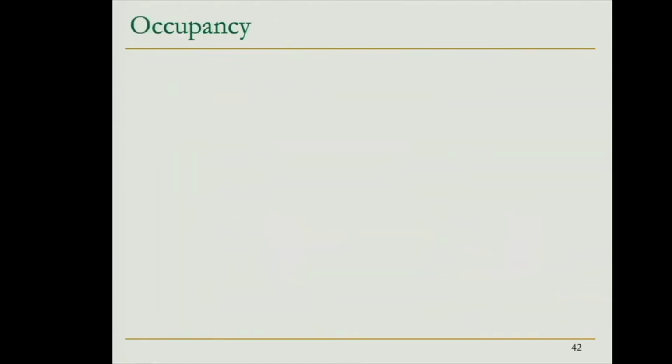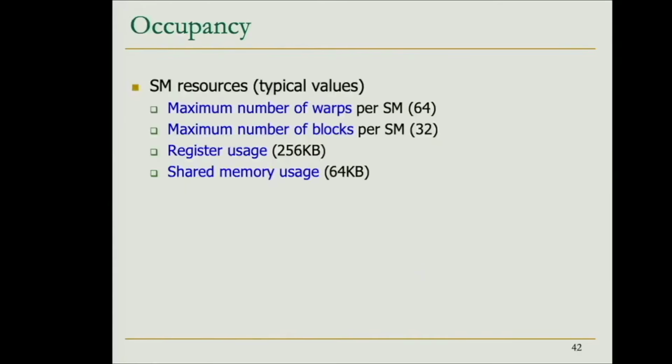And the same happens with the shared memory. The shared memory, this scratchpad memory inside the GPU core, has a certain size, typically 64 kilobytes, and these 64 kilobytes need to be partitioned and assigned to the different thread blocks that are going to be mapped onto the GPU core. You see, so these are typical values for the SM, for the GPU core resources.